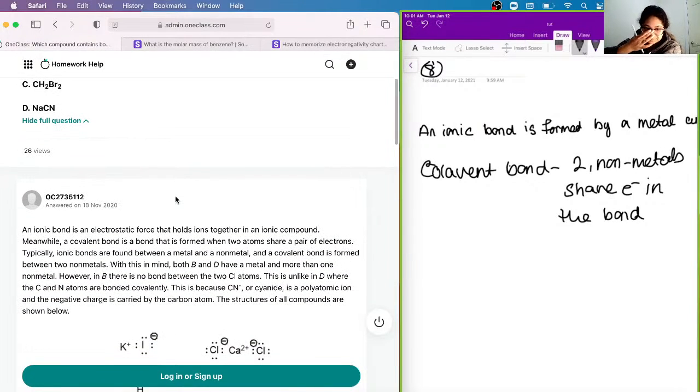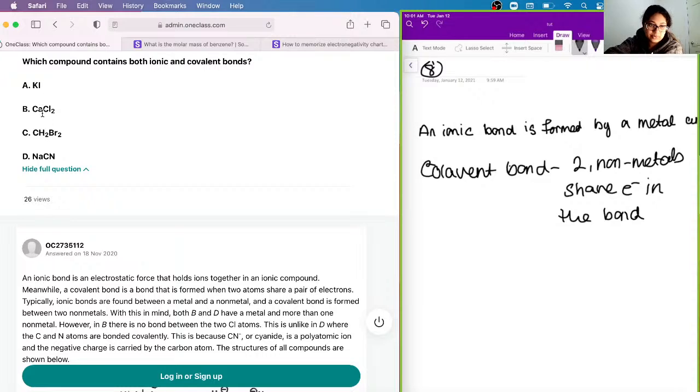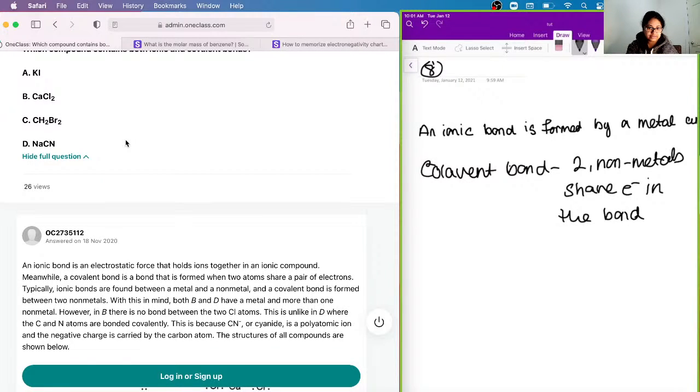With this in mind, both B and D have a metal and more than one non-metal. The non-metal in D is carbon and nitrogen, and for B it is two chlorine ions. This is because cyanide is a polyatomic ion with a negative charge carried by the carbon atom.